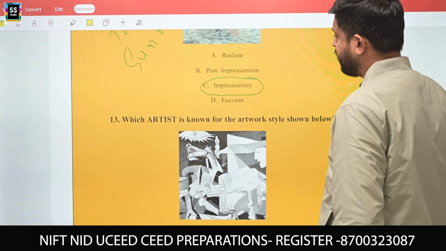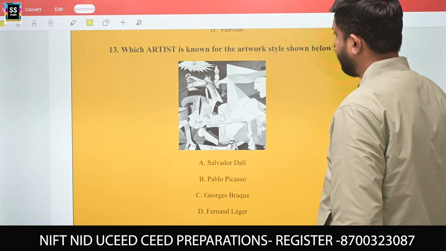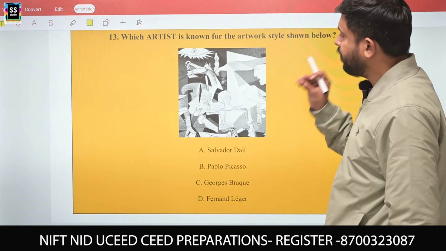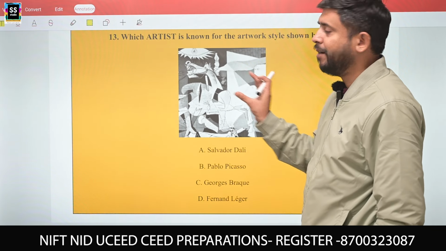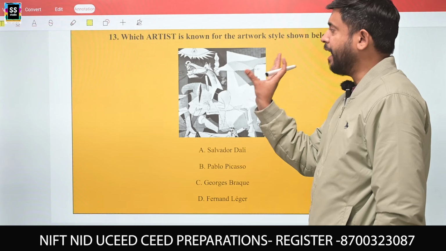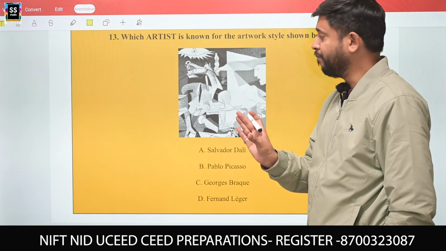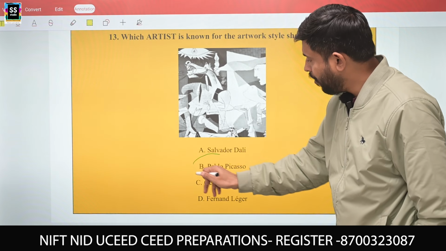Moving forward, the next question says, which artist is known for the artwork style shown below? If you look carefully, there are many geometrical shapes or cube shapes used in this artwork. So this artwork belongs to the Cubism art movement, and it was done by Pablo Picasso.